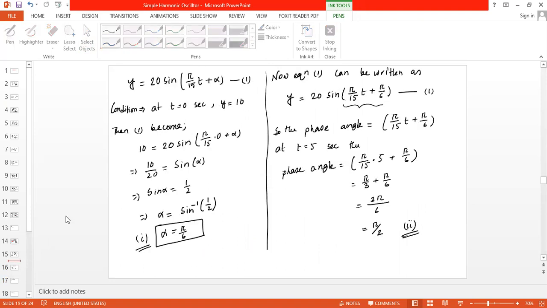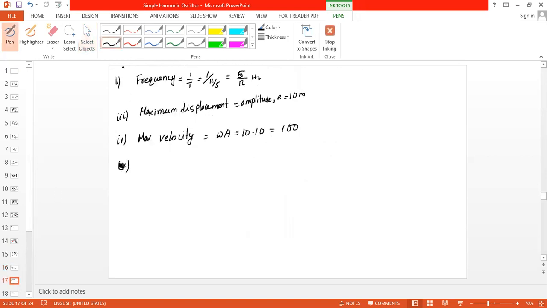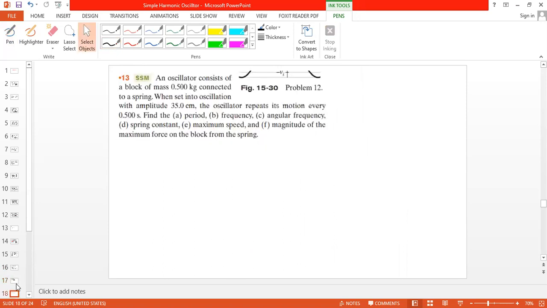In part B, they're asking us to find out what? Maximum acceleration. Maximum acceleration is omega square A. So omega is 10, so 10 square times 10, that is 1000.